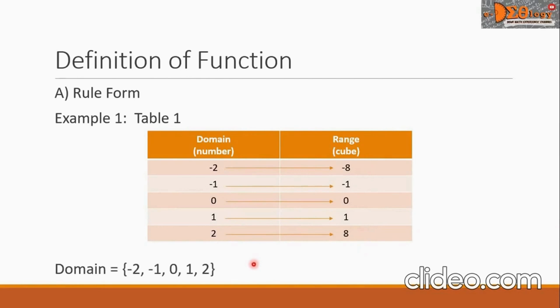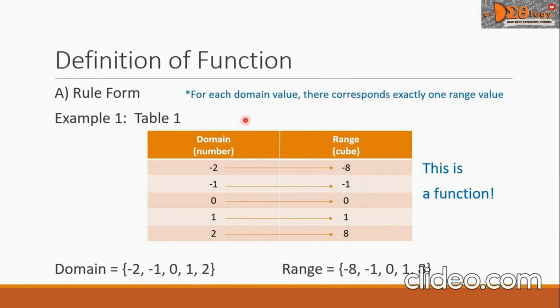In here the domain are the numbers -2, -1, 0, 1, 2. And the range, the elements are -8, -1, 0, 1, 8. This is a function because for each domain value there corresponds exactly one range value. This is our final answer.